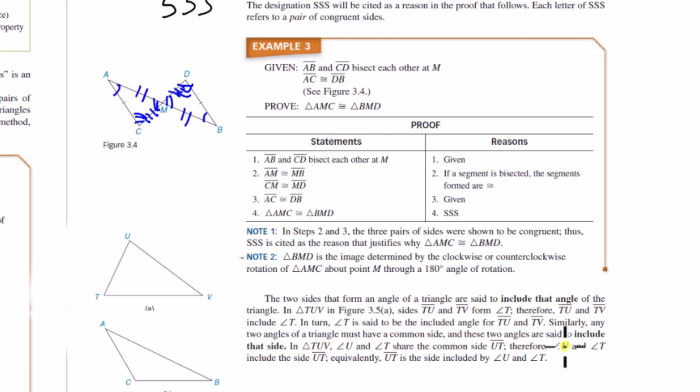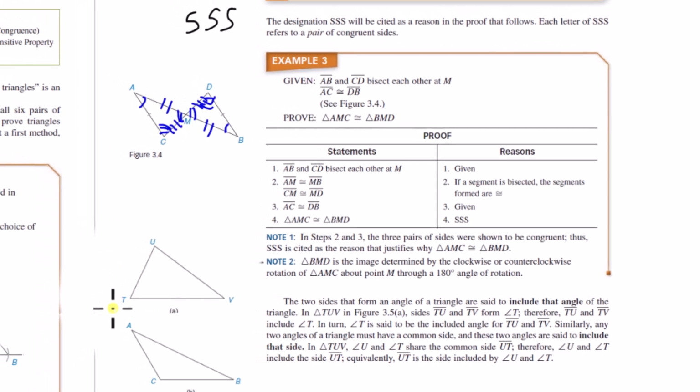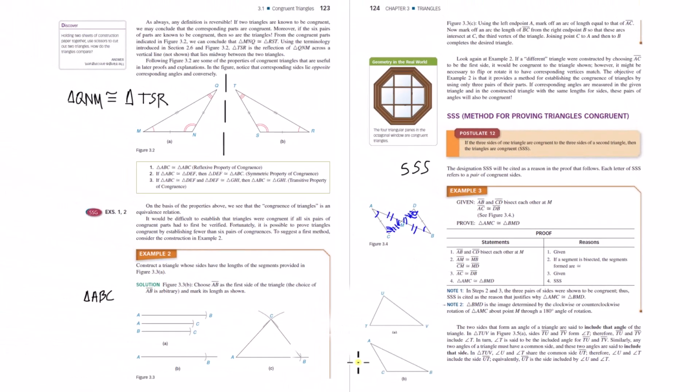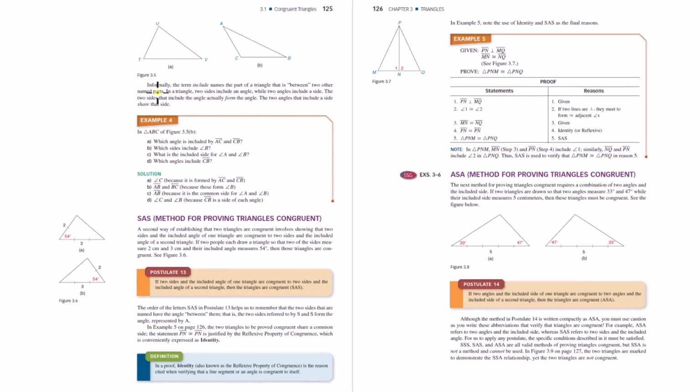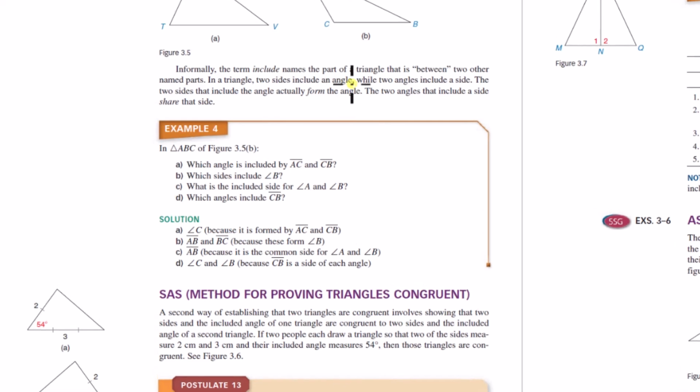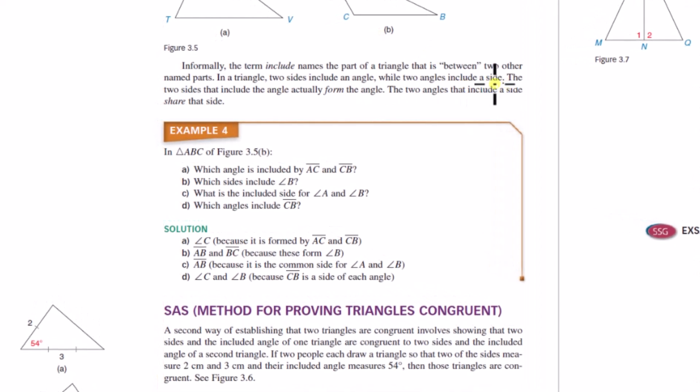And these two angles are said to include that side. So, yeah, you can look at this from the perspective of a specific side. So, angle T and angle M include side TM. Or side TM is included between angles T and M. Okay, it says, informally, the term include names the part of a triangle that is between two other named parts.